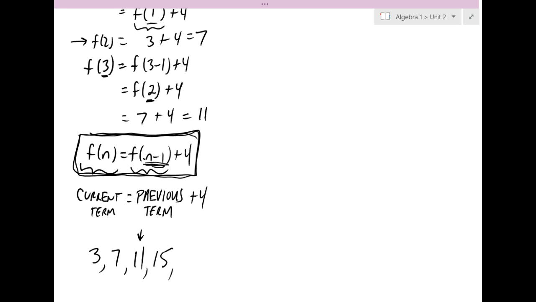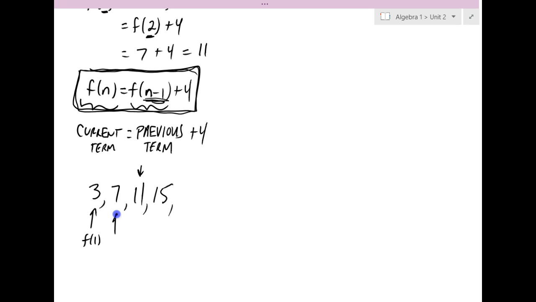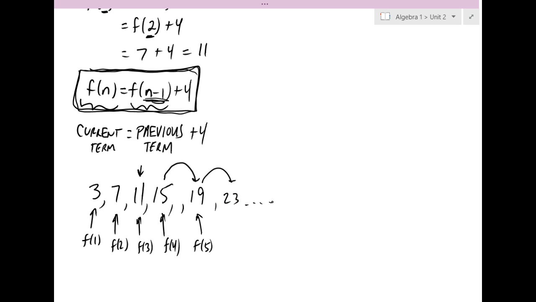Okay, so whenever you see the n minus 1, that means it's going to be the term that comes right before it. So if I want the fifth term, because remember we said this is f of 1, this is f of 2, this is f of 3, this is f of 4, then to get the fifth term, which we name f of 5, all I have to do is take the previous term, add 4 to it, and I get 19. Add 4 to that, and I get 23, and so on and so on. So this is called a recursive formula, because to get any term in the sequence, I need to know the term that came before it.